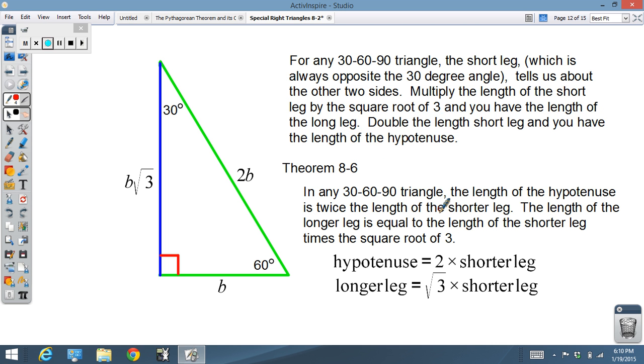Okay, another way of putting it: in any 30, 60, 90 triangle, the length of the hypotenuse is twice the length of the shorter leg. The length of the longer leg is equal to the shorter leg times the square root of 3. Okay? And once again, the short leg is always across from the 30-degree angle. Okay? And summarized.